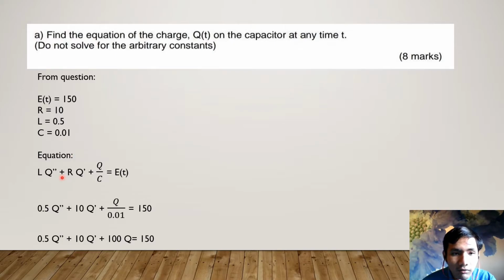The equation given for this problem is LQ double prime plus RQ prime plus Q over C equals E(t). Now we will substitute what we got earlier into this equation, which gives 0.5 Q double prime plus 10 Q prime plus Q over 0.01 equals 150. After that, we simplify until we get 0.5 Q double prime plus 10 Q prime plus 100 Q equals 150.